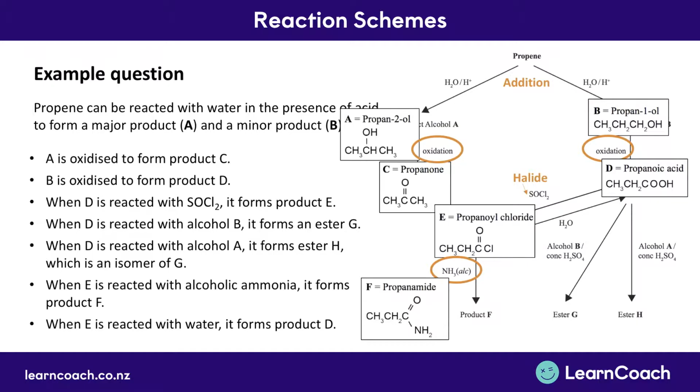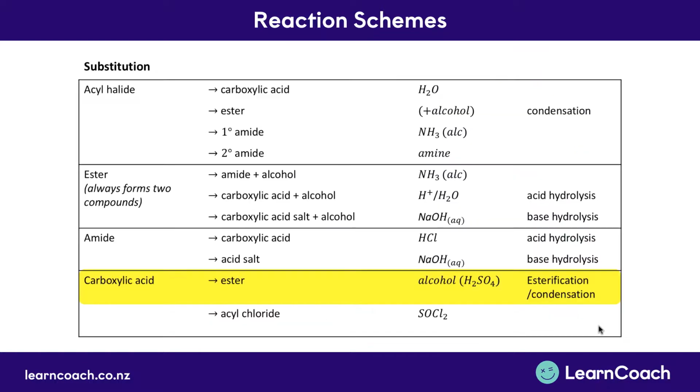So that's great. Now we can skip all the way back up to product D and see what might get us to ester G and ester H. So let's go through these one by one. So looking at D, our carboxylic acid, if we add alcohol B in the presence of concentrated H2SO4, we're going to go and get an ester. So let's look at what happens when we add an alcohol in the presence of H2SO4 to a carboxylic acid. It goes to an ester, which is perfect. So we know this is esterification.